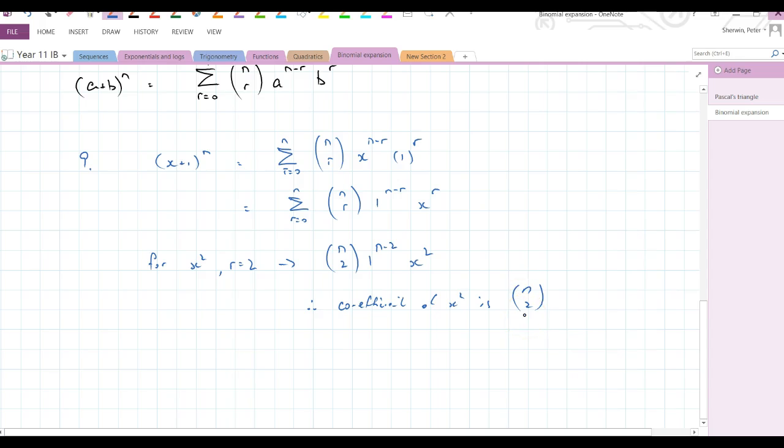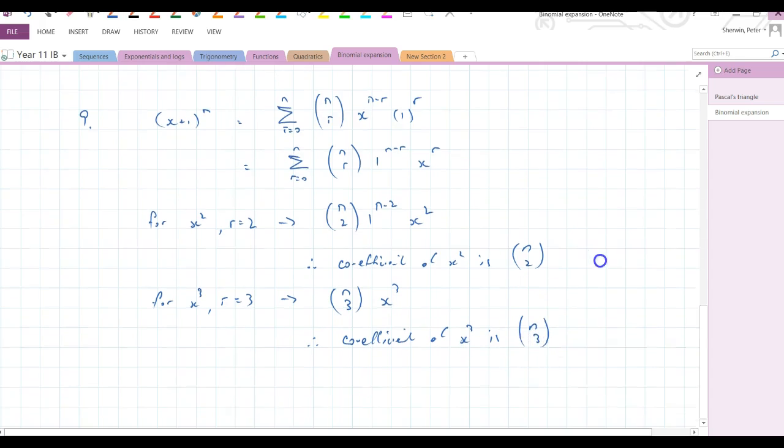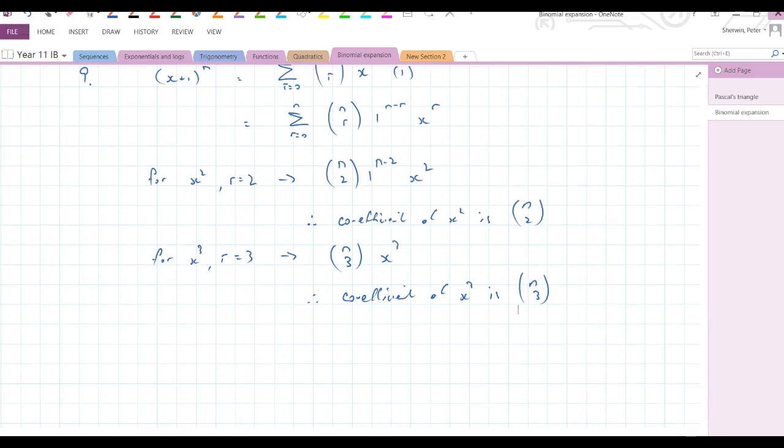I'm going to do the same for x cubed. Make r equal to 3. That's nC3, 1 to the, I'm not going to bother with that, x cubed. So therefore, the coefficient of x cubed is nC3. Now, what have we been told? The coefficient of the x cubed term, that nC3, is equal to twice the coefficient of the x squared term, which is nC2. Right, that's my equation. I need to solve this equation for n.